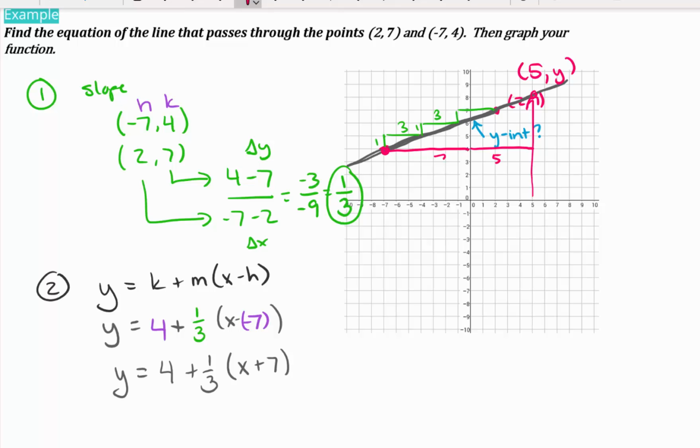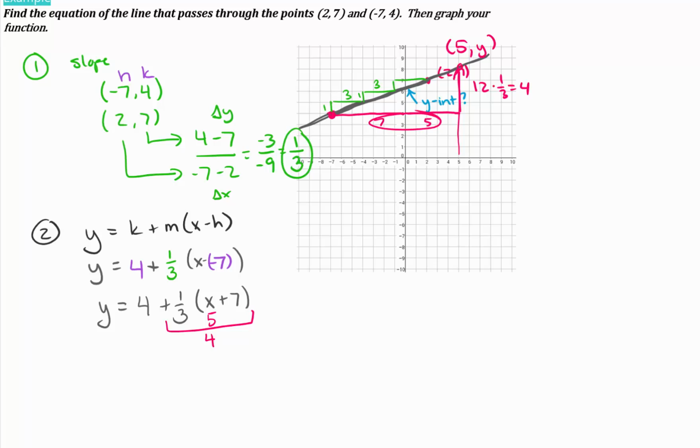So that's the 5, that's the 7, that's why I'm getting 12 if I put in a 5 right here. 5 plus 7 gives me 12. And I'm just repeatedly adding 1/3. So that would be 12 times 1/3, which means that I'm adding 4. That is what this is right here. When I put in a 5, that gives me 4, and I'm adding that onto my current height of 4. So that just goes back and explains why this form is what it is.